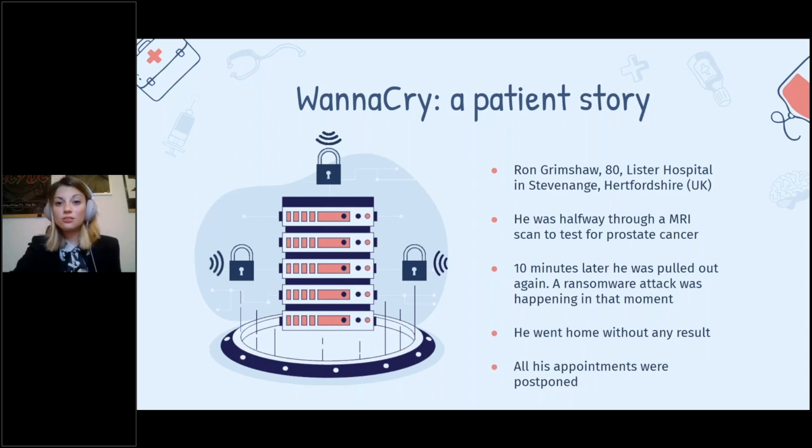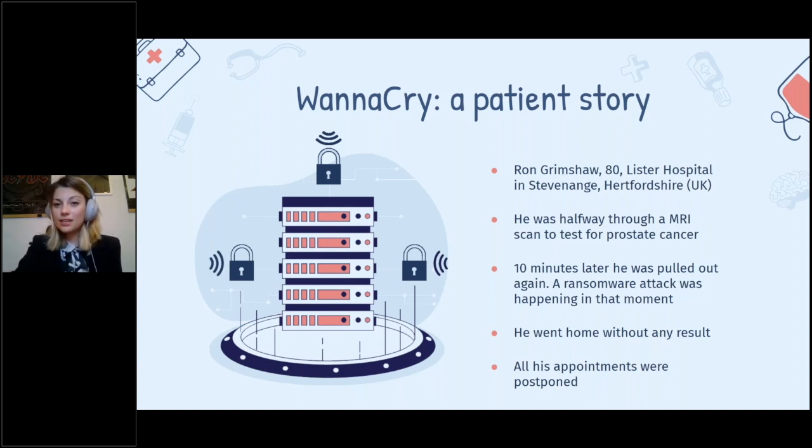Ron Grimshaw, who was 80 years old, was halfway through a magnetic resonance imaging scan to test for prostate cancer at Lister Hospital in Stevenage, Hertfordshire, when staff became aware of the attack. He was put in the scanner for 10 minutes, and then he was pulled out again. But the nurses were discussing the cyber attack and told him their systems were down.